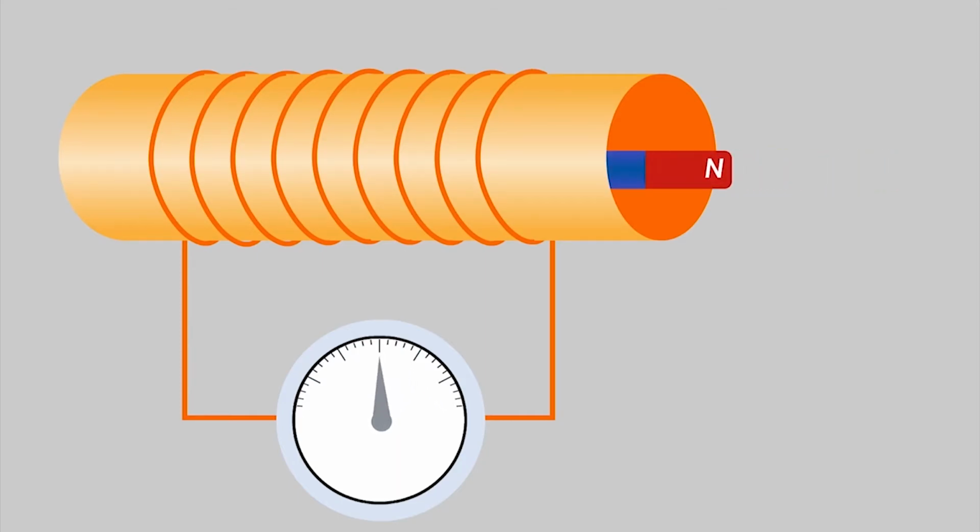Now, when the magnet is stationary inside the solenoid, again there is no deflection. And when the south pole is brought away from the solenoid, again there is a deflection, but this time the deflection is again in the opposite direction.